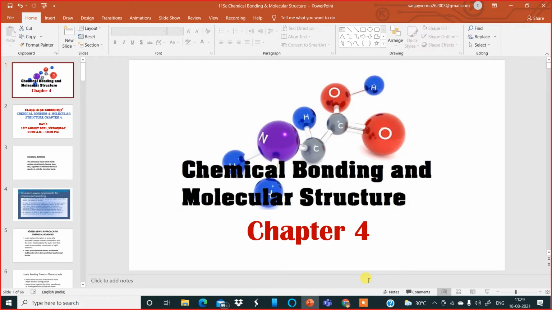This is chapter 4 of class 11 science chemistry, ISC syllabus. Now, in this chapter, I'll just tell you the objectives of this chapter quickly. After going through this chapter, you'll be able to understand the main cause of chemical combination. I will give you an idea also about the Kossel and Lewis approach to chemical bond formation, as well as the Octet Rule.